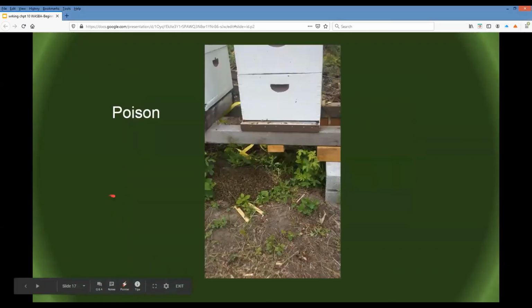And then the last slide we have is not necessarily a pest, but another thing that can happen to your hive is that it can be poisoned. So this is a classic case of poisoning where there's a pile of bees. Almost all the bees are dead in a big mound outside of the hive.